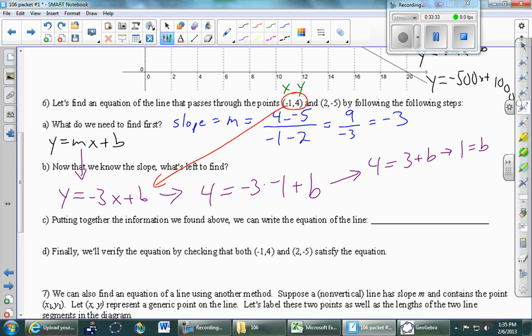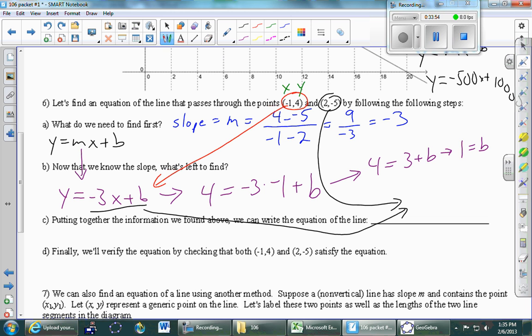Now I picked the first point and plugged it in. It would be pretty terrible if picking the second point gave you a different number for b, right? The b is b, it's a number. It can't be different depending on what point you pick. So you don't need to copy this if you don't want to, but I'm going to plug in the other point just to see what happens.